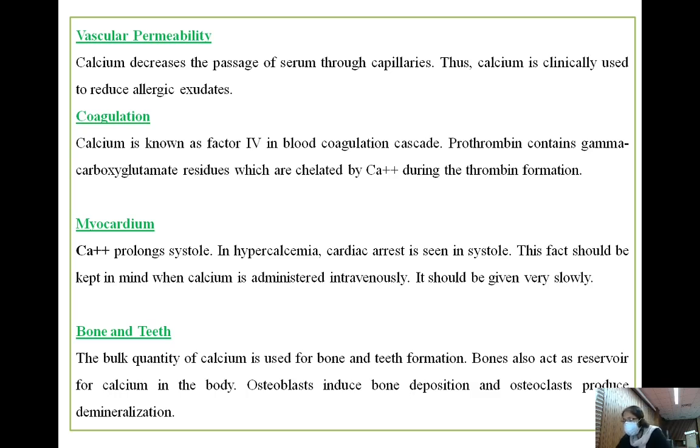How is glutamic acid transformed to gamma carboxyglutamate? You have to study vitamin K. Vitamin K is responsible for the transformation of glutamic acid to gamma carboxyglutamate, that residue in the coagulation part. GLA means gamma carboxyglutamate, which is chelated by calcium during thrombin formation.